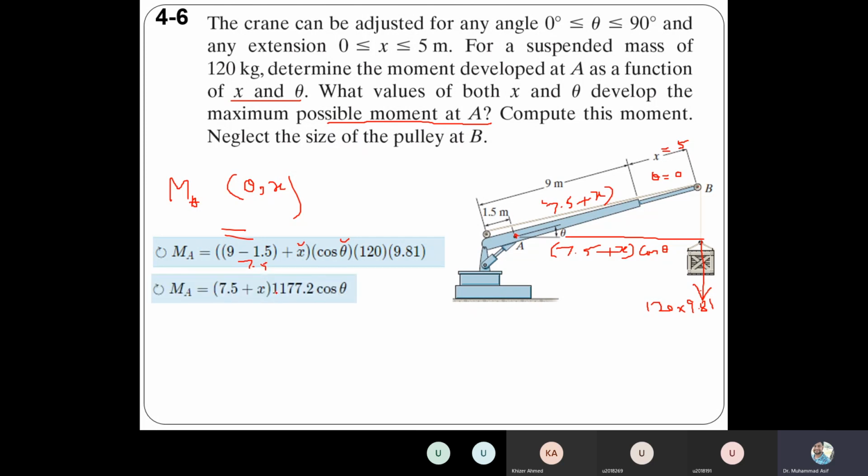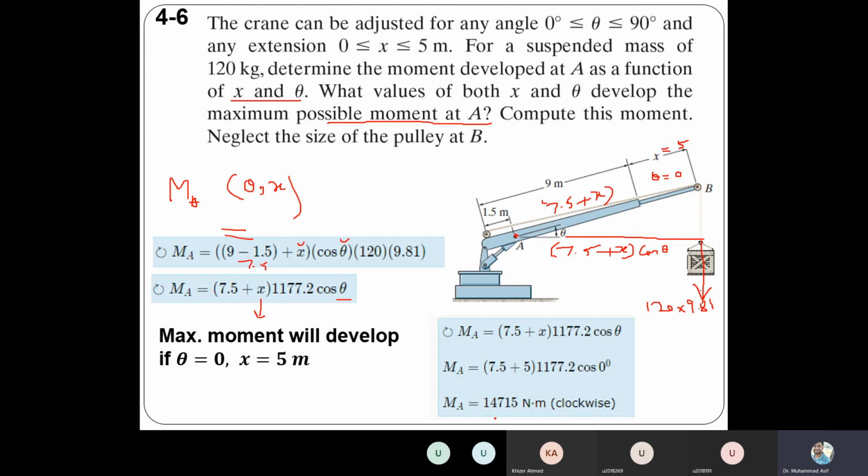In the second part, we calculate the value when x is equal to 5 and theta is equal to 0. That will give you the maximum possible value, which is equal to 14715 Newton meter. And the direction is clockwise, because moment is a vector quantity.